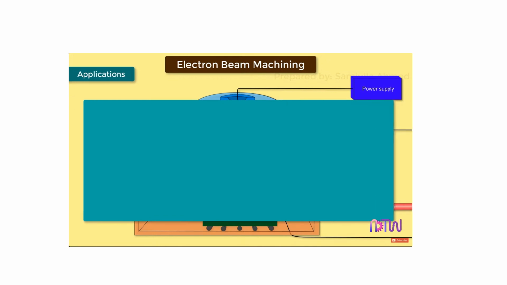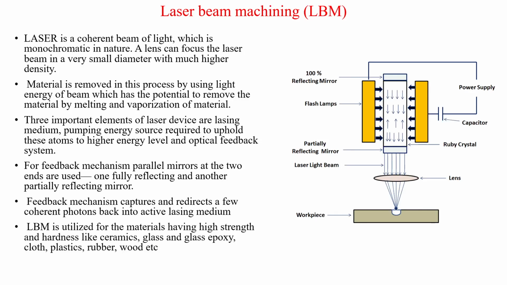Application of EBM. This is not required. So you have seen how this has been used. Electrons are used in a vacuum chamber to provide machining.